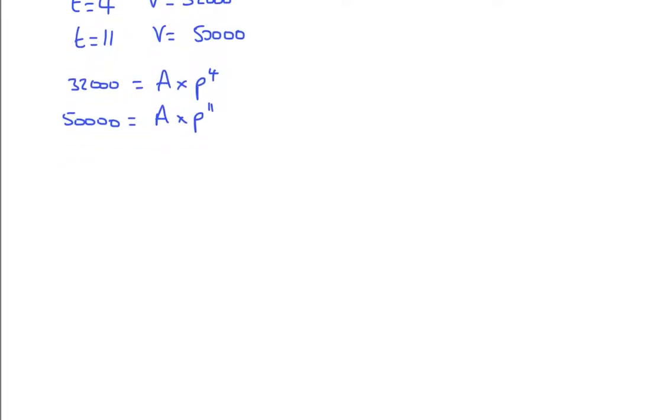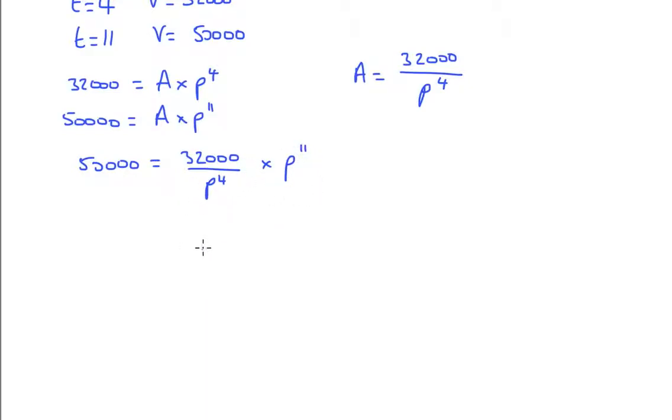Now, there's a few different ways you can solve this. You're probably going to make a the subject of one of them, dividing by p to the 4, say, and then substituting that into the other equation. So 50,000 is equal to 32,000 over p to the 4 times p to the 11. P to the 11 divided by p to the 4 is going to be p to the 7.